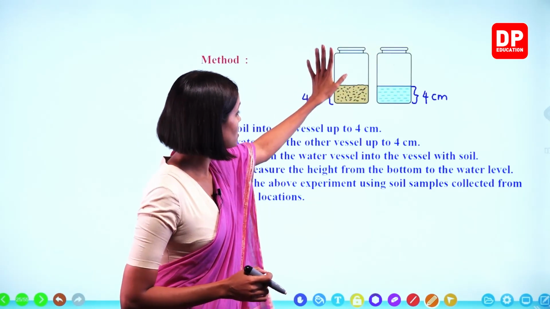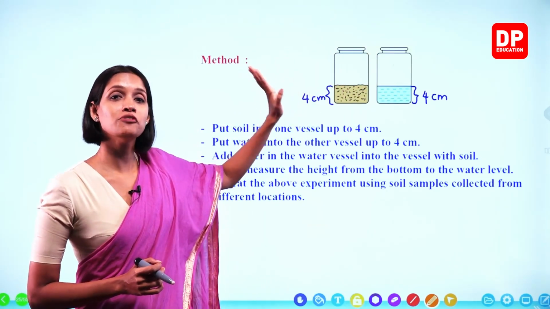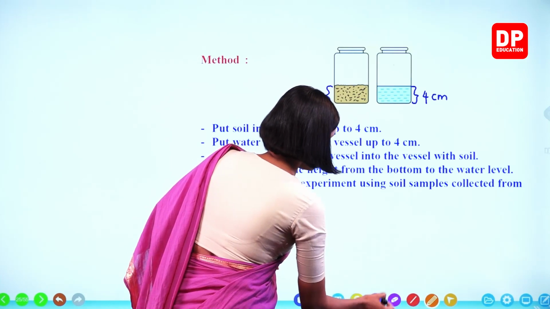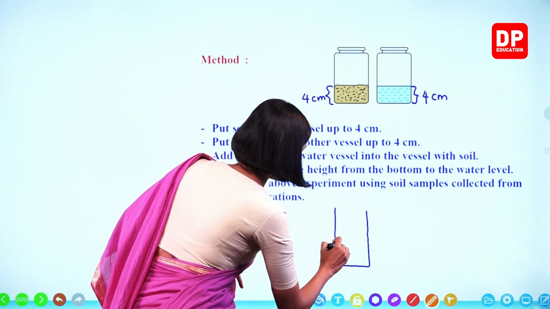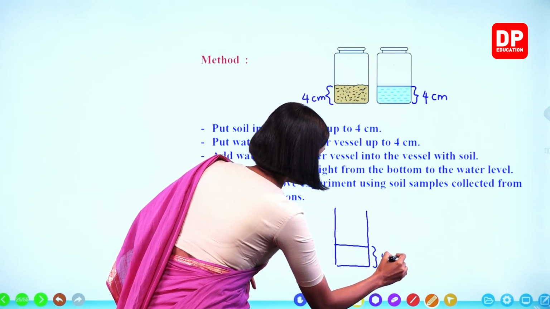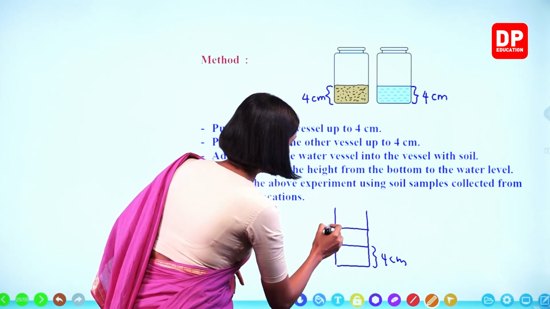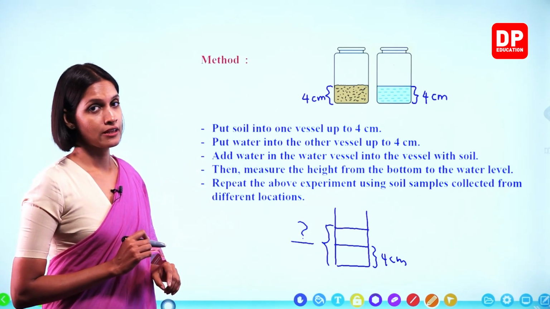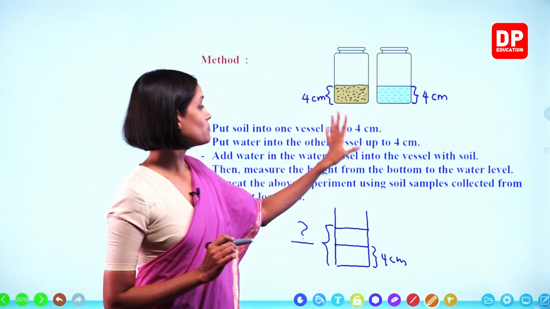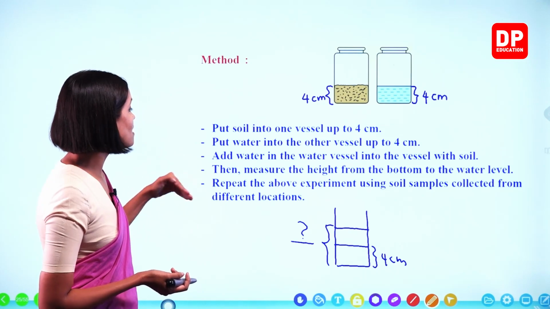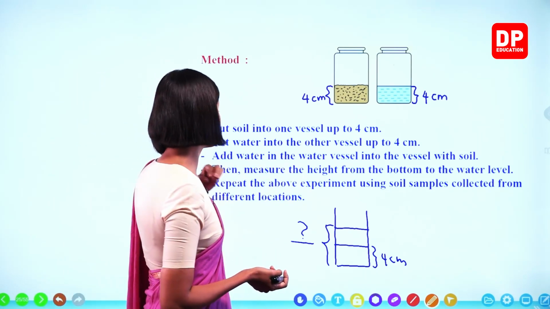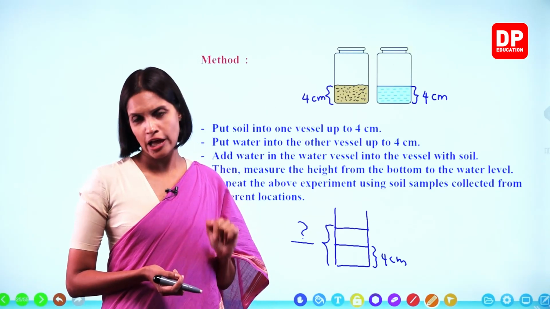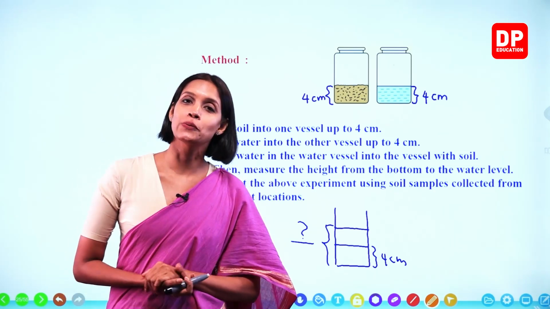You have to pour this water onto this soil and then measure the height of this entire mixture. It means when you pour water like this, earlier this was 4 centimeters of soil, you have to pour water and then measure the height after a minute. What is the height? Then measure the height from the bottom to the water level. Repeat the above experiment using soil samples collected from different locations. This is very important. Even this activity you all can try at home. Okay, let's do this activity now.